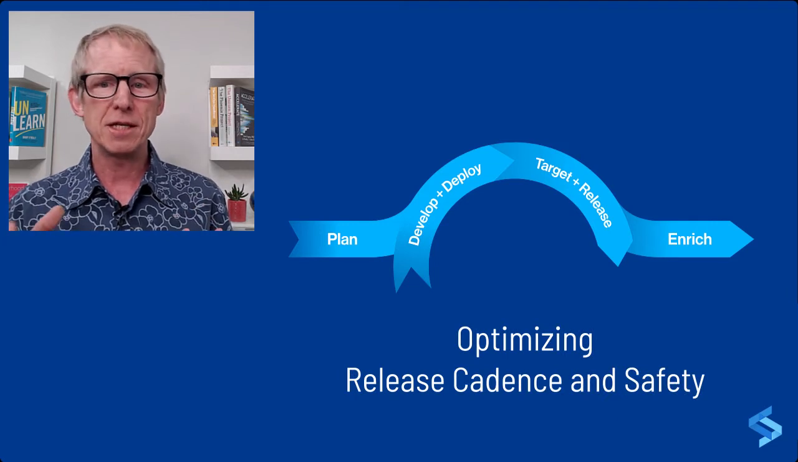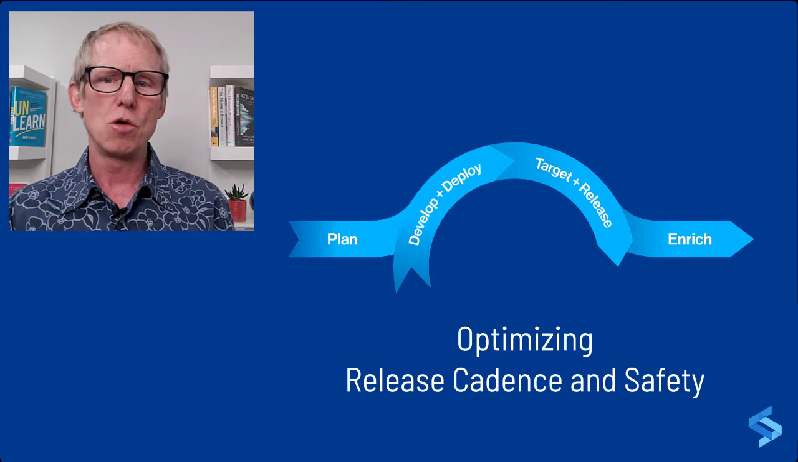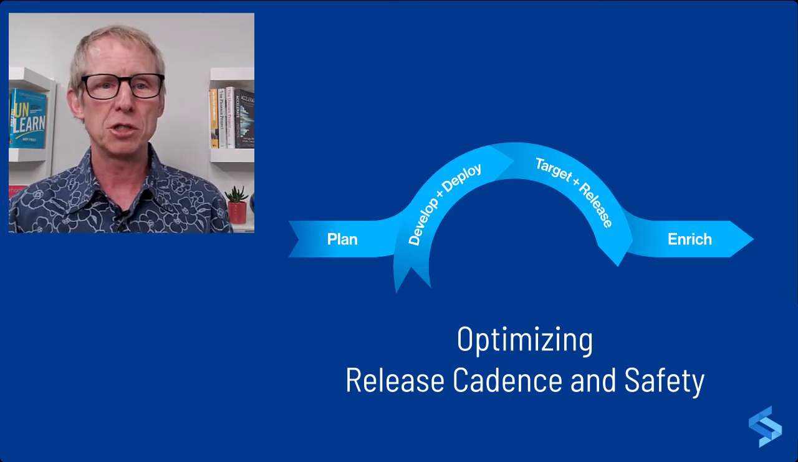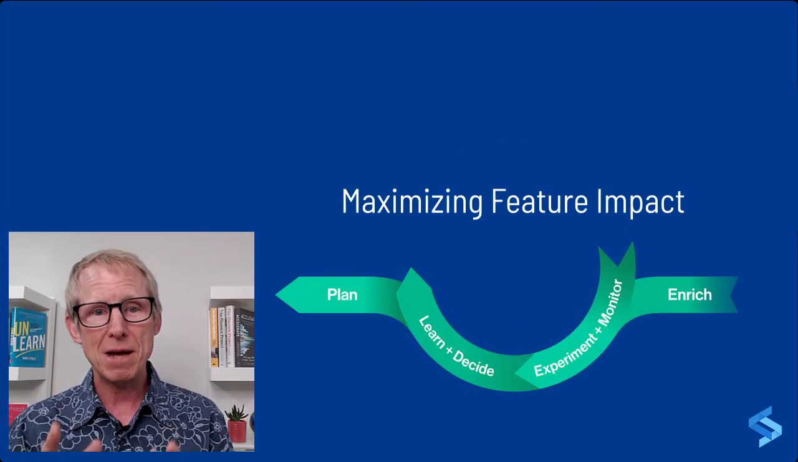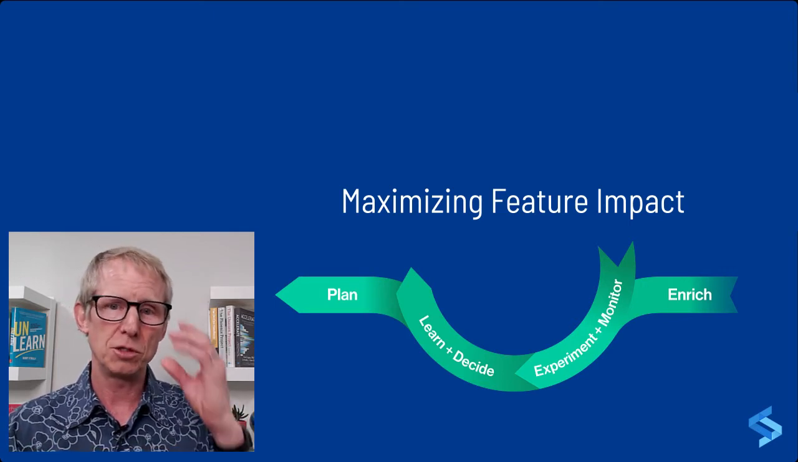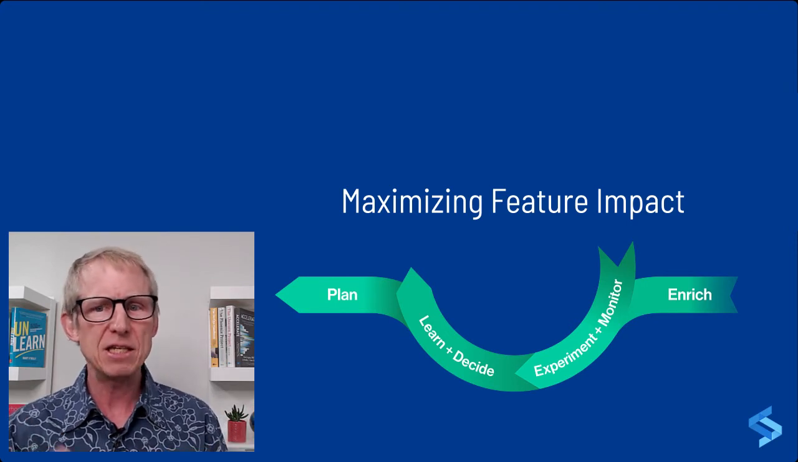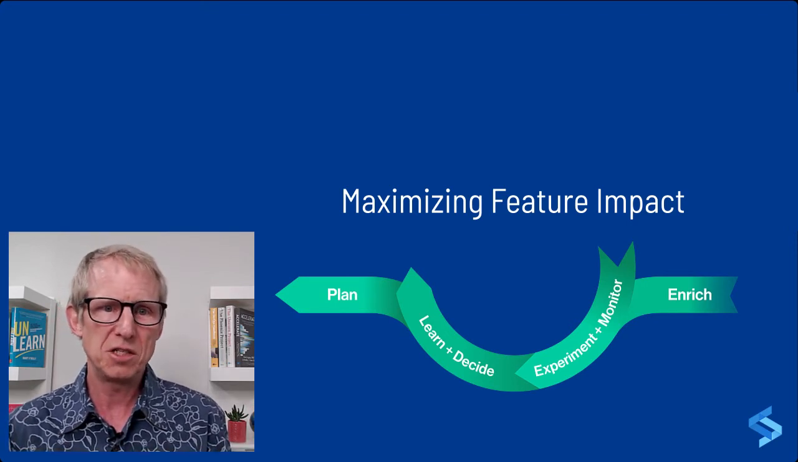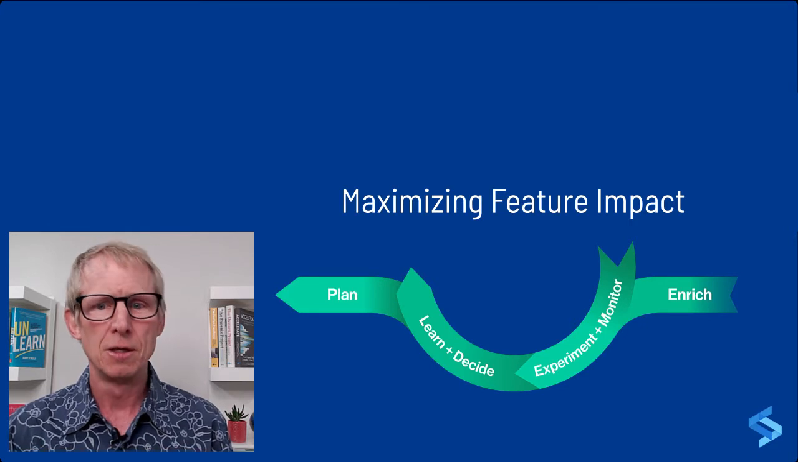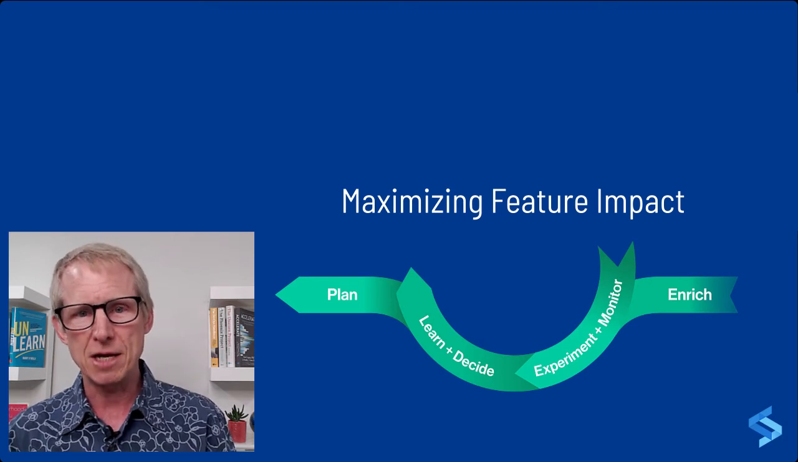Optimizing release cadence and safety with the top half of the feature delivery lifecycle frees your development teams to focus more of their attention on the bottom half, which is maximizing feature impact. This is the part that's game-changing. As this phase comes online, teams evolve from asking, is this feature working, to, is this feature working for the business? They start using feature flags to monitor feature health and to run experiments and to seek answers in data.